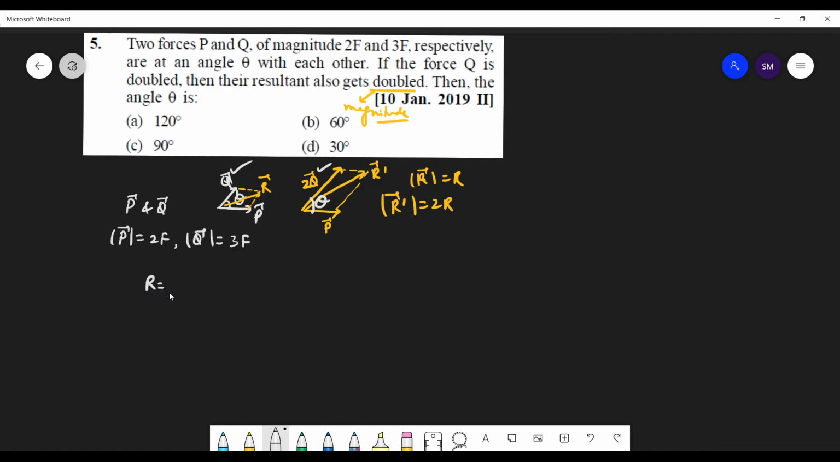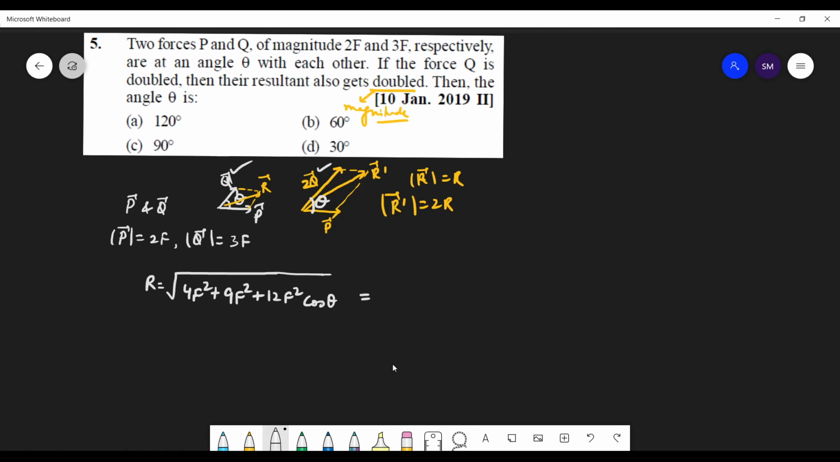So what do you get from this first case? R equals under the root magnitude of vector P, that is 4F square, plus magnitude of vector Q, that is 9F square, plus 2 into magnitude of this and this. So 2 into 2, 4, 4 into 3, 12. So 12F square into cos theta. And here, this is R.